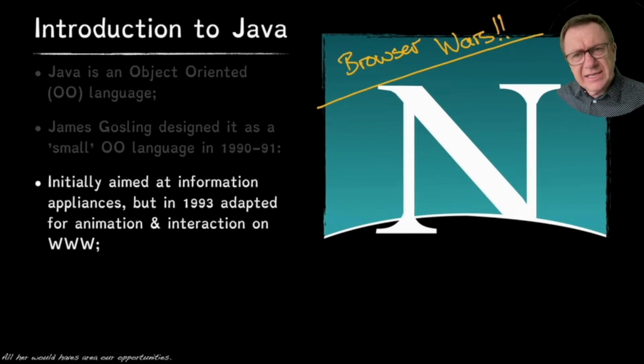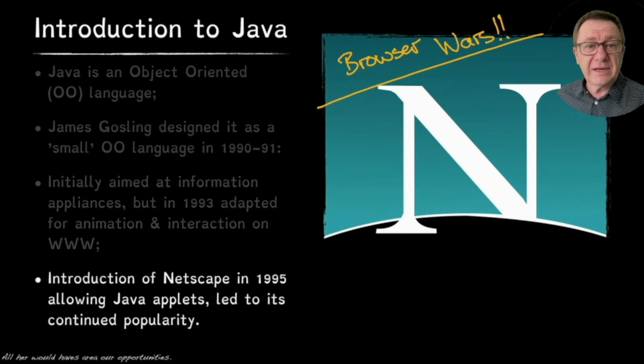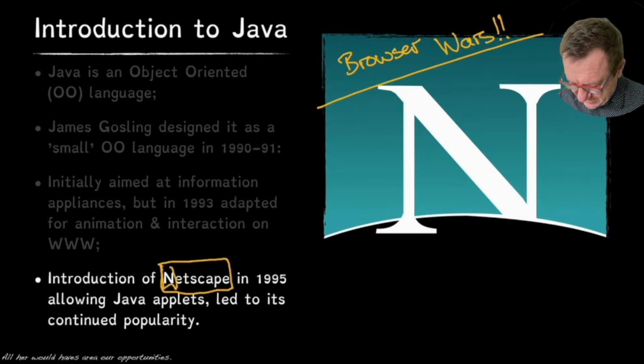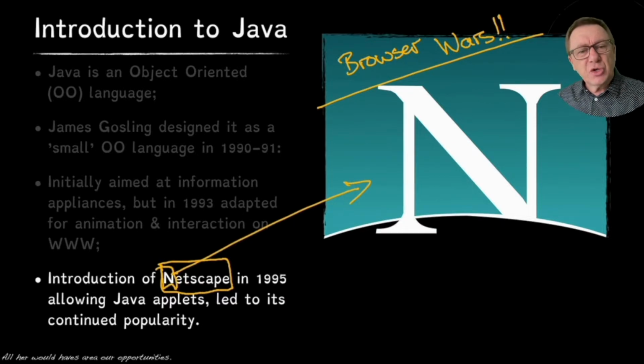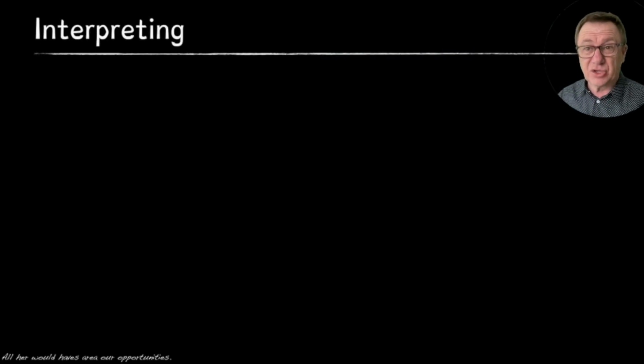So Java was initially designed and aimed for things like appliances. That was the original idea. So your toaster could be Java powered. But 1993, animation and interaction on the World Wide Web, that's where Java really went. And when Netscape, if you notice the N for Netscape, when that opened up in 1995, allowing Java applets, what happened was Java became extremely popular. I mean, extremely popular.